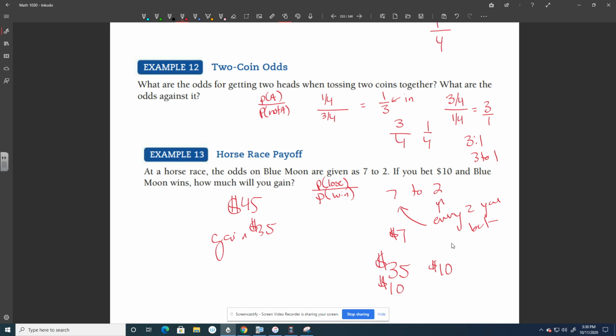So the way that you can figure that out is, a lot of times we can just break it down, just like we did here. To get from 2 to 10, I times by 5. So I had to times by 5 to get from here to here. So 7 times 5 is 35. That's how I get this 35.